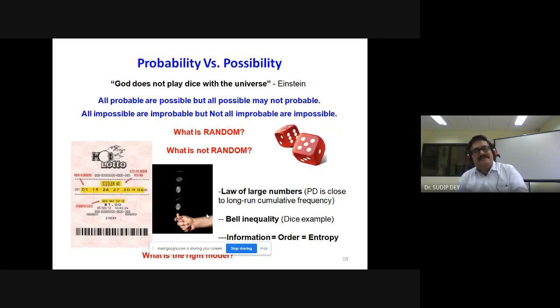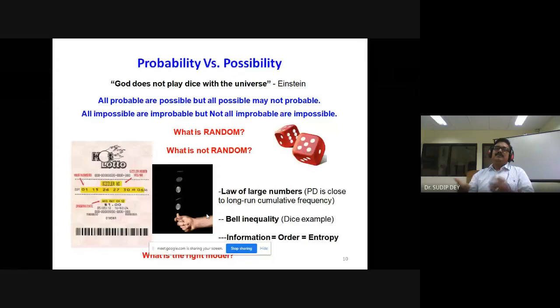So there lies the question: all probables are possibles, but not all possibles are probable. And vice versa, all impossibles are improbable, but not all improbables are impossible.